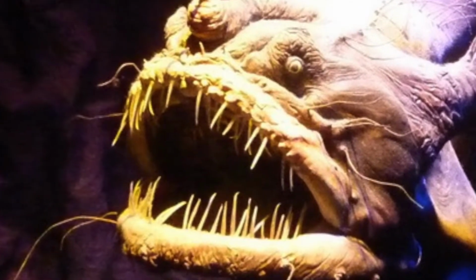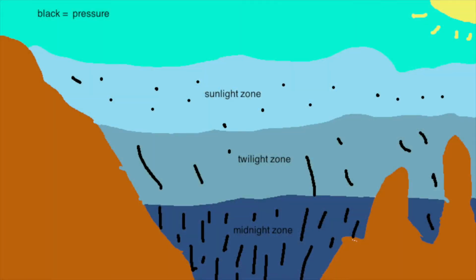anglerfish, and hatchetfish. As you go down the zones of the ocean, the pressure gets a lot higher the deeper you go because of the amounts of water above you.